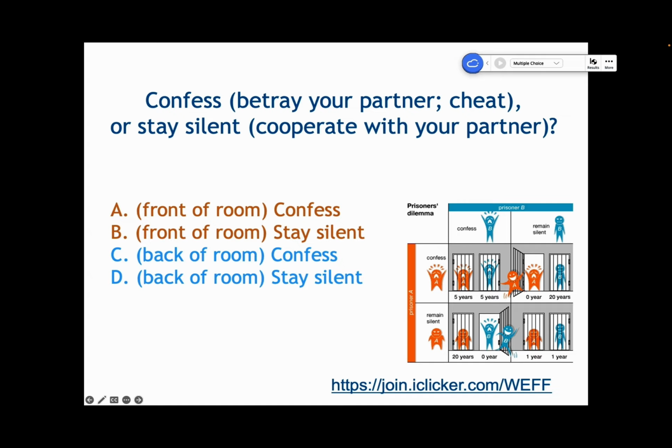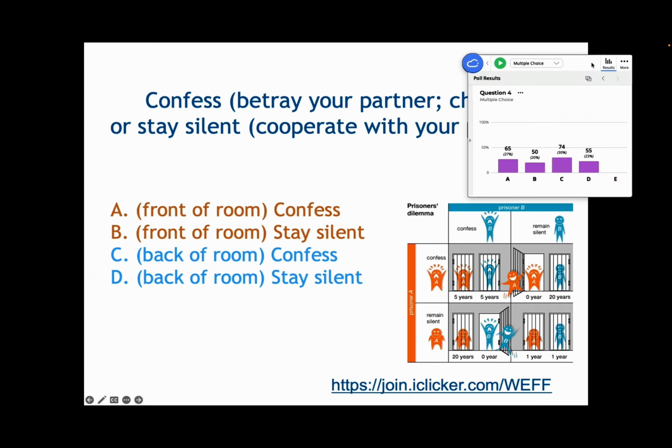Okie dokie, let's see. All right. Oh, that was close. That was close. Okay. But looks like both sides, the front of the room was divided, but ultimately decided to rat out the back of the room. Okay, so prisoner A confesses. It looks like the back of the room likewise was inclined to confess. So what we have is we are in this area of fitness space here. Both the front of the room and the back of the room get locked up for 5 years.